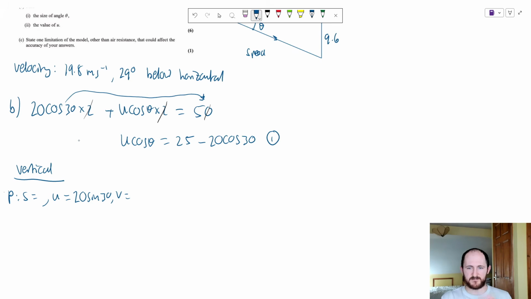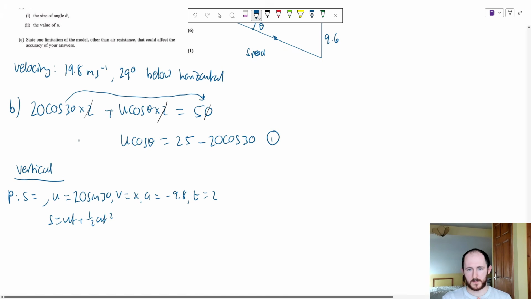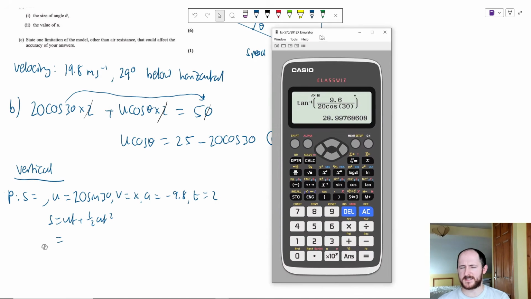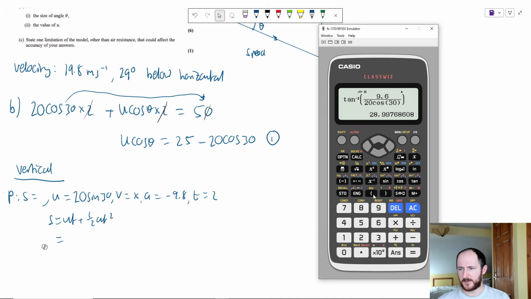V, don't care. A is minus 9.8. T equals 2. So s is ut plus half at squared. Work that out. This does look very similar to the last question, doesn't it? But there are a few new bits to it. That's why I've put it in here.